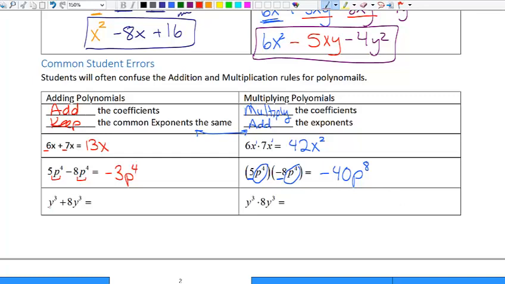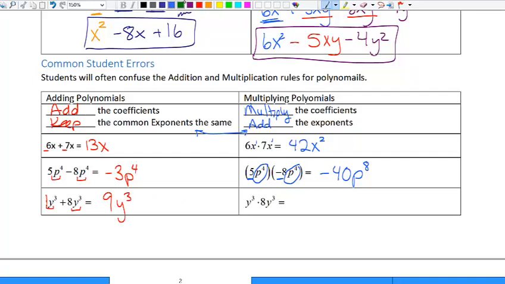All right, last example. y cubed plus 8y cubed. Notice that the y cubed is the same for both. That means they are like terms. I'm going to add the coefficients. Don't forget that there's a leading coefficient of 1 here. So that's 1y cubed plus 8y cubed. 1 plus 8 is 9. The y cubed stays the same.